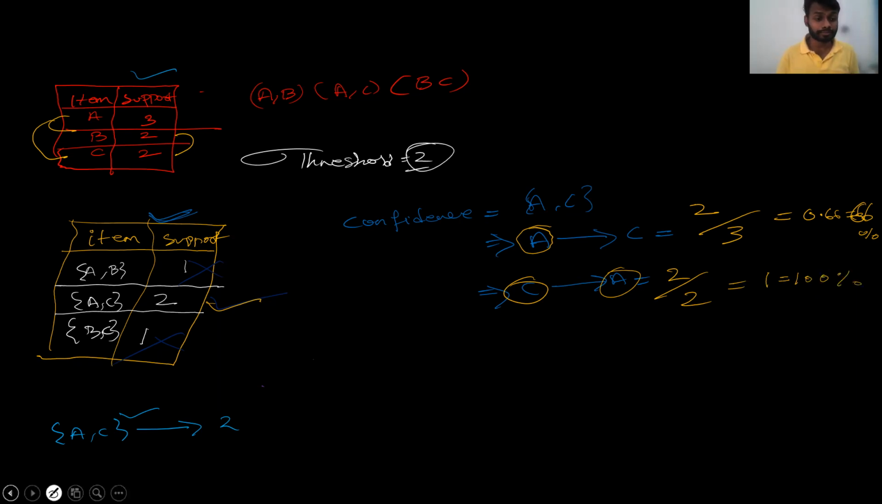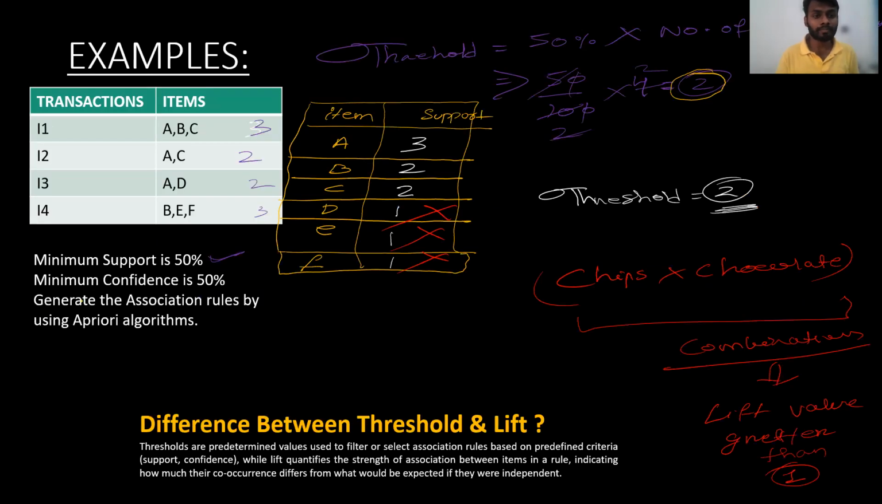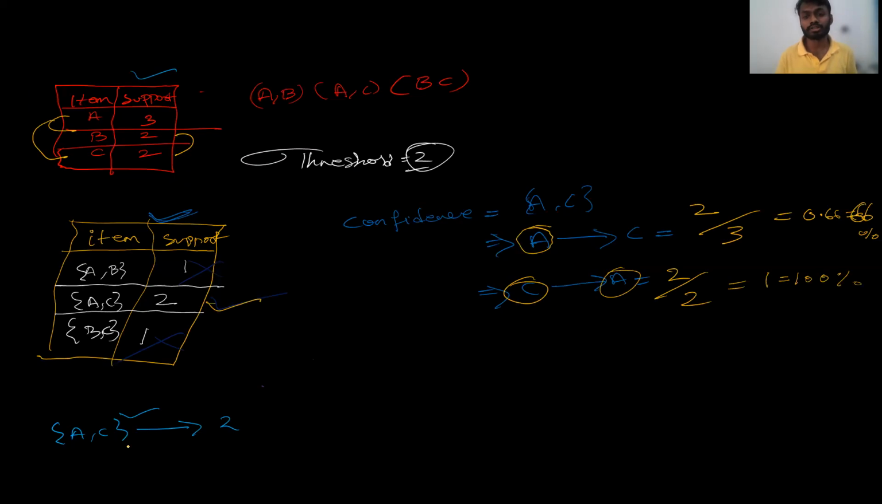In this question, what is the minimum confidence? 50%. So we have to select which combination, A to C or C to A. If you buy chips, you have to buy... for example, if you are searching on Amazon for chips, one combination that comes up, let's assume Maggie, or else chocolate, then there is a 66% chance it will be the same.